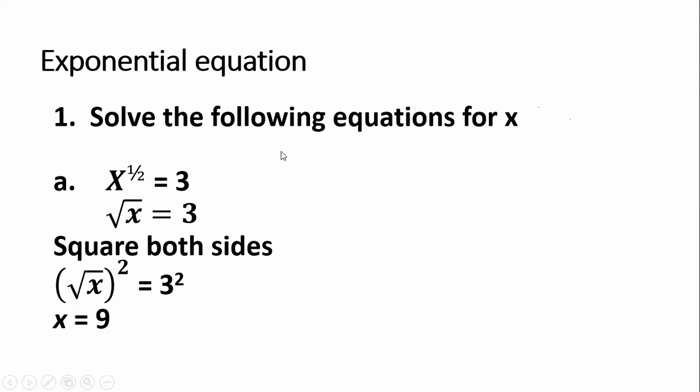So the first question says solve the following equation for x. A, x raised to power half equals 3. From that sixth law, that will be the square root of x equals 3. So to remove the square root sign, you find the square of both sides. So we have x, bracket power 2, equals 3 squared, both sides. The square and the square root cancel out, and 3 squared is 3 times 3, 9.